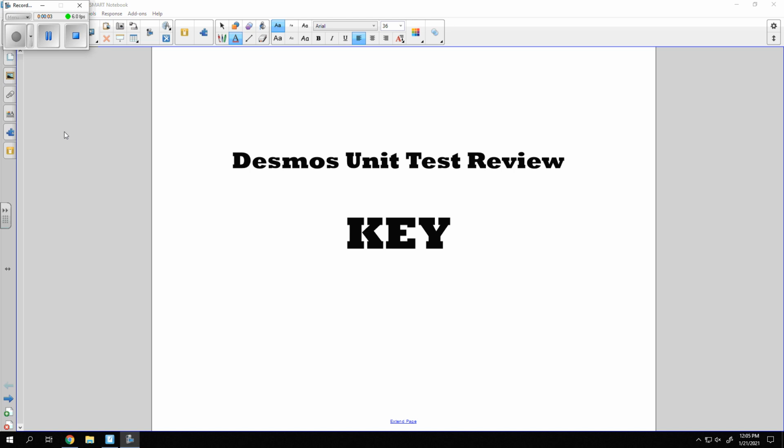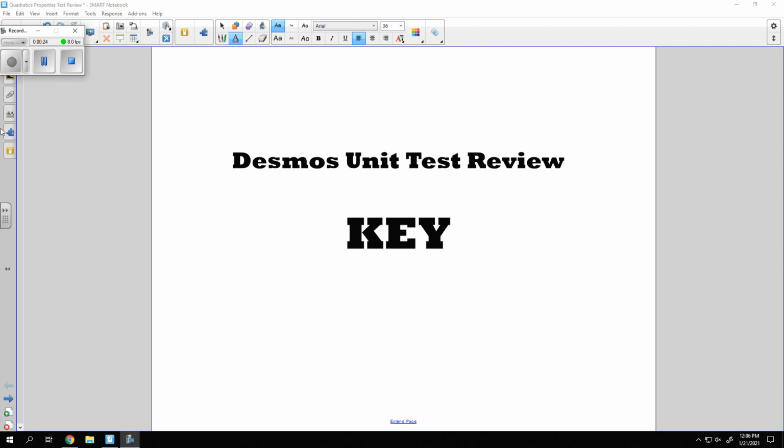All right, so we're going to talk about this key for our unit test tomorrow with quadratic properties. If you'll follow along with me, you can fast forward, rewind, pause, wherever you need to, and use this to help study for tonight's test.